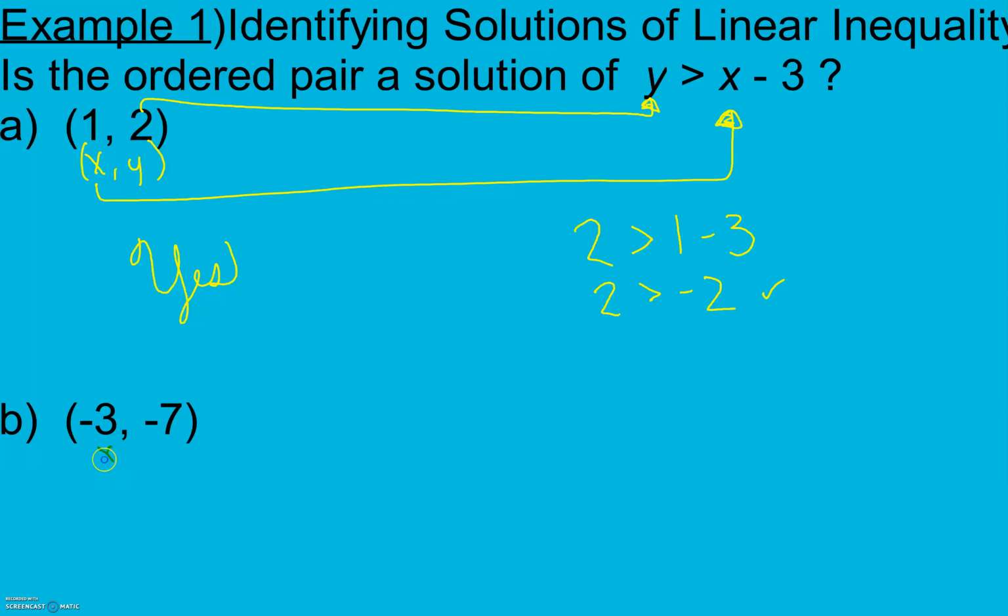Same idea here with b. X goes in for x, and the y goes in the y spot. So y is negative 7, greater than x is negative 3, minus 3. Simplify over here, I get negative 6. Is negative 7 greater than negative 6? No. So since that is not true, it is not a solution.